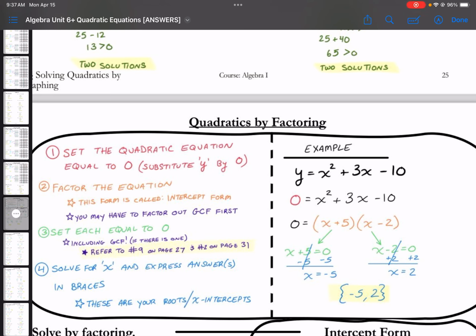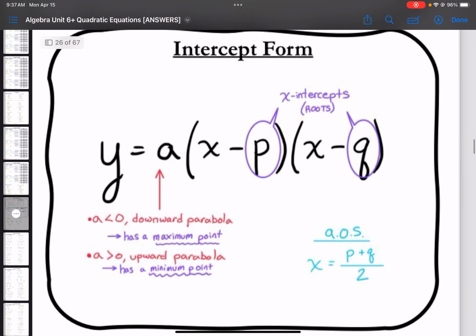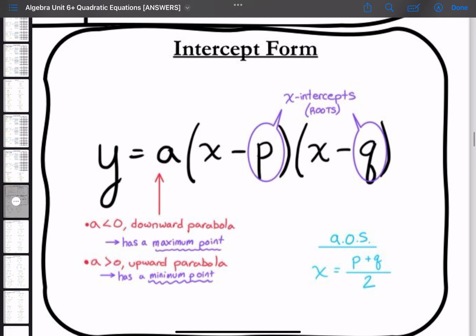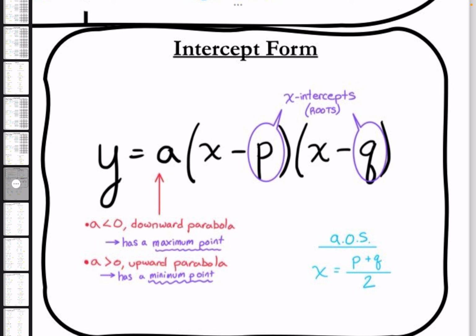Before, when I mentioned the intercept form, this is what I was talking about. Knowing this formula can help you identify, like, oh, it's an intercept form, right? It's not in standard form. It's not in vertex form. But instead, I can identify the intercepts immediately. Now, this one is also tricky, right? Because it's x minus p and x minus q. So those subtraction signs, be careful if you see like an x plus a number.